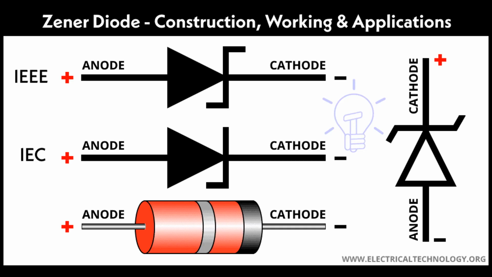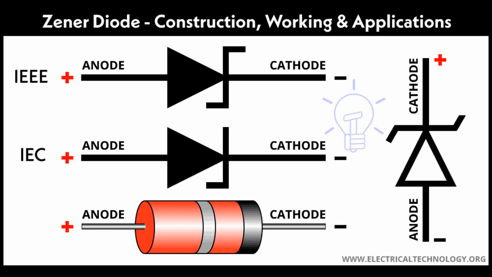Applications of Zener diodes include voltage regulation. Zener diodes are commonly used as voltage regulators to provide a stable reference voltage in electronic circuits. By placing a Zener diode in parallel with a load, the voltage across the load can be maintained at a constant value, even if the input voltage varies.